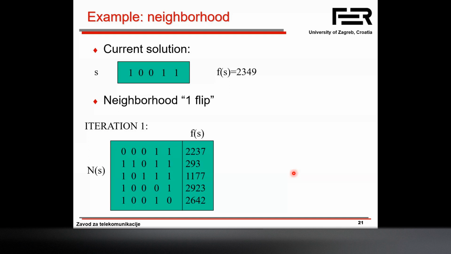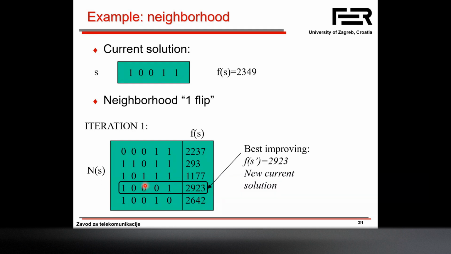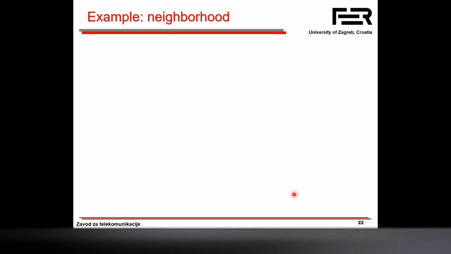My neighborhood is 1 flip. In the first iteration, I find 5 neighbors. I calculate the value of the given function, which I'm trying to maximize. Now, what is going to happen? What's the next step? We take the result with the largest value, since it's a maximization, the best fitness. Yeah. Okay, so we would choose this best improving neighbor. That becomes our new current solution.